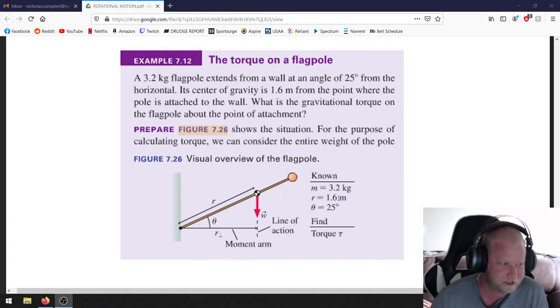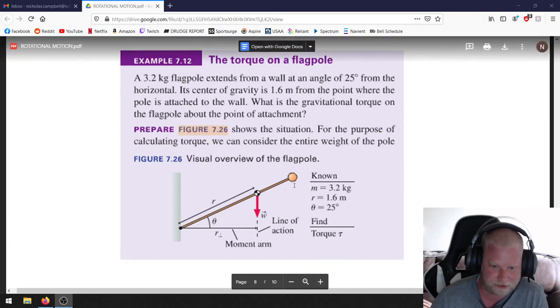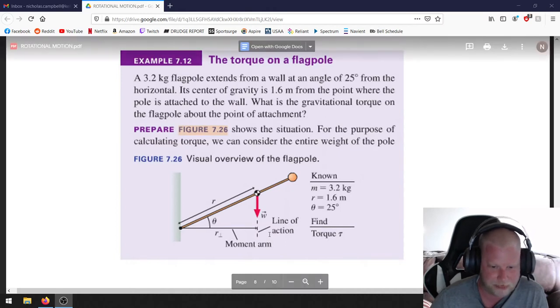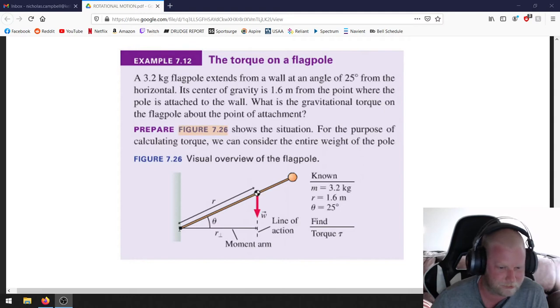So first off, they've done us a favor and drawn all this out. Now notice, they've drawn the line of action, meaning that they've extended that vector into infinity. And so, if we're looking for the torque, we need to find the moment arm, meaning a direct line from the pivot, which in this case would be right here at the wall, that intersects with that line of action at a 90-degree angle.